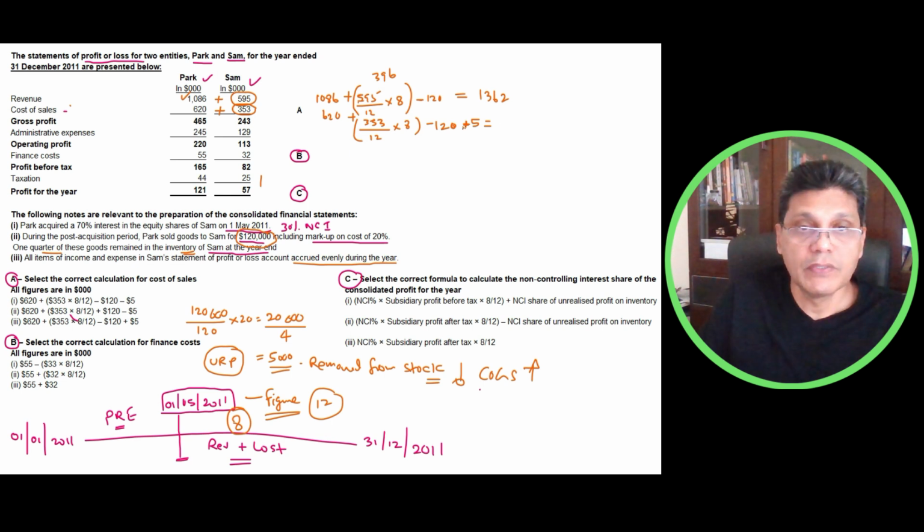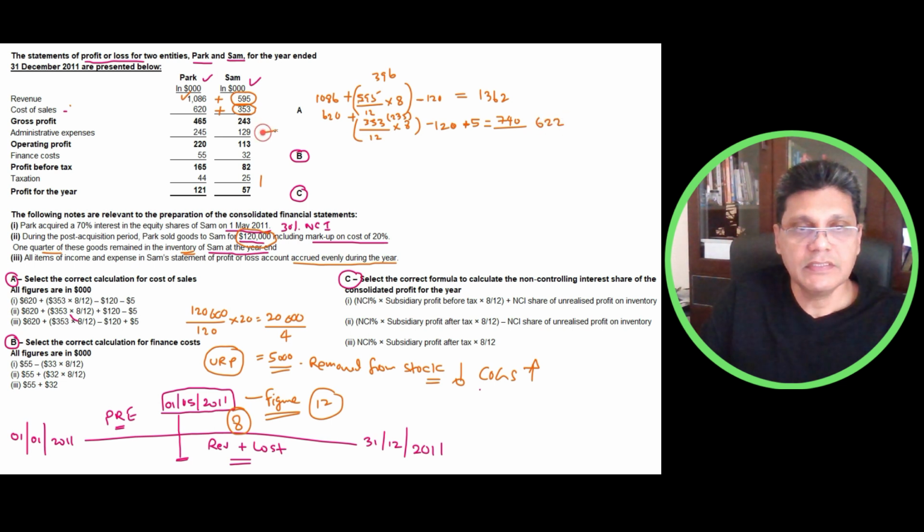So how much is that? 620 plus 353 divided by 12 times 8 will be 235. So 620 plus 235 minus 120 plus 5 is going to be 740. Your cost of goods sold is going to be 740. So your gross profit will be how much? 622. Your gross profit is 622.